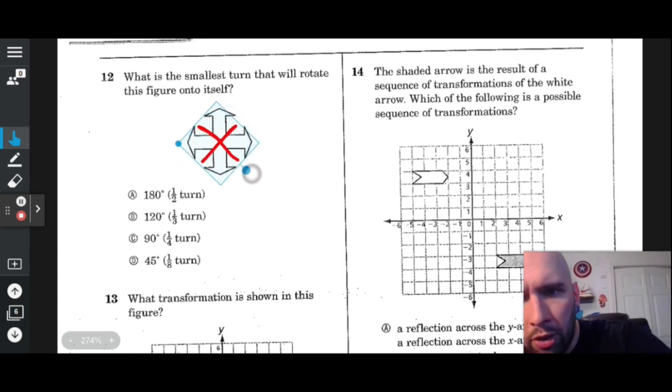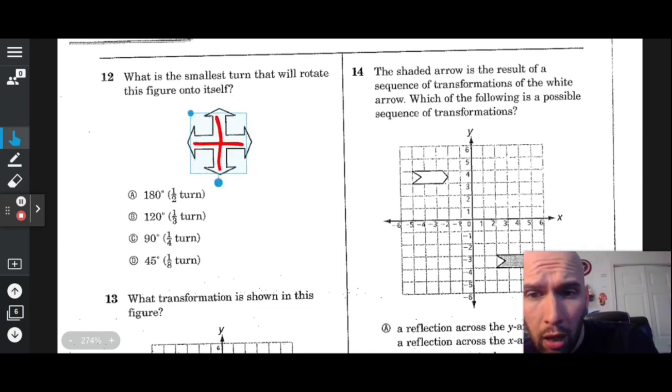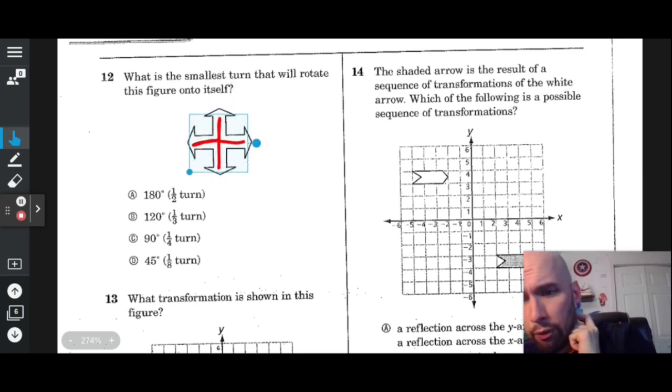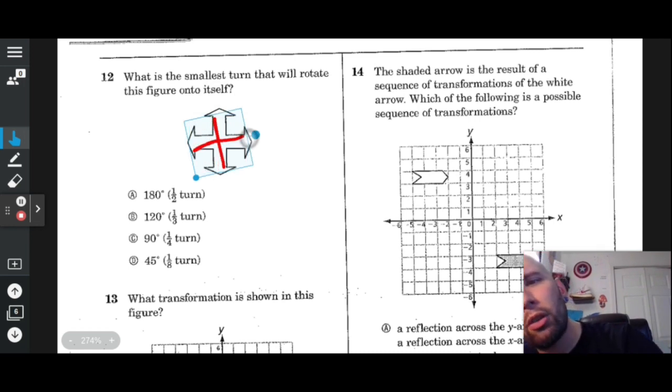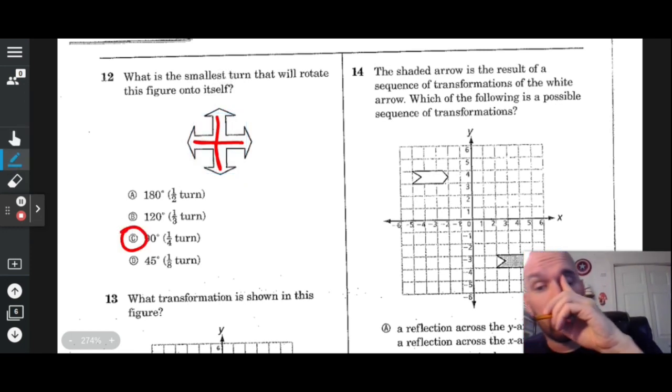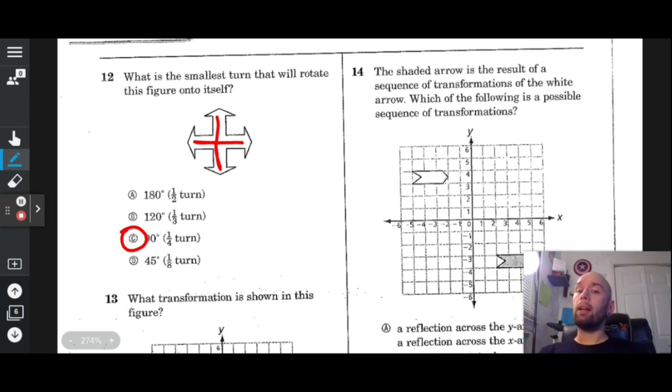180 turns it upside down. Now, that does map onto itself, but is it the smallest turn? 120 is 1/3 of a turn, so 1/3 of a turn would look like that. Oh, that's definitely not it. 1/4 of a turn. Oh, it is itself. Nice. 45 degrees is 1/8 of a turn, which looks like that. So 90 degrees is the smallest turn that you can do to make it turn onto itself. 180 is correct, but not the smallest turn.